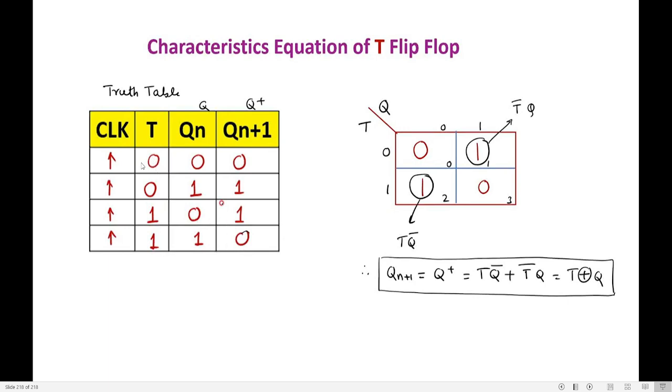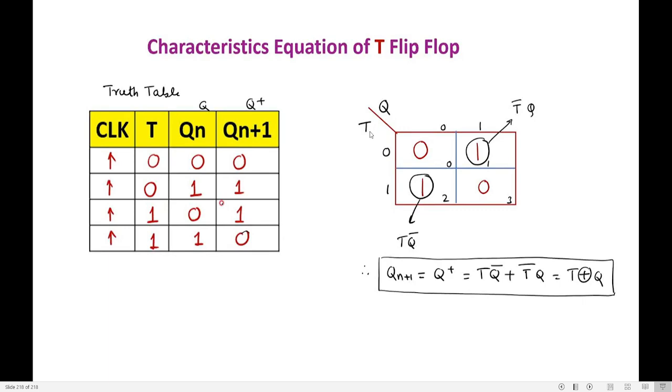I repeat, when T is 0, there is no change. What is no change? Whatever value you have in Qn, that comes as such to Q of n plus 1. Whereas when T is 1, the output toggles. Qn is 0, Qn plus 1 will be 1. Qn is 1, Qn plus 1 will be 0.